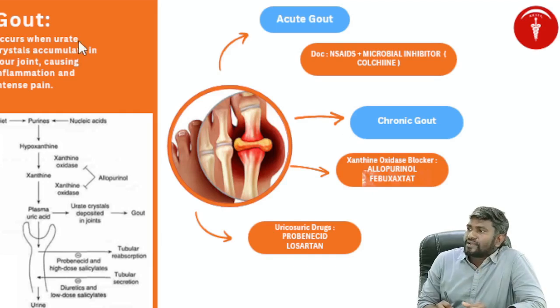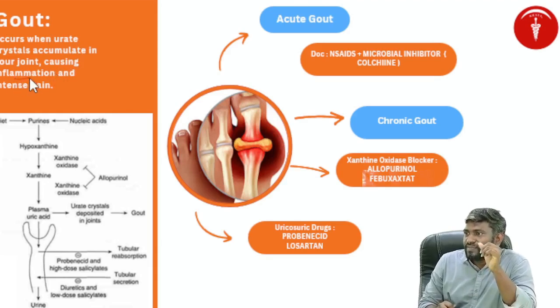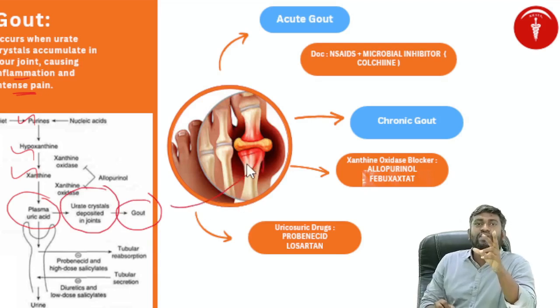Gout. Gout occurs when urate crystals get deposited in the joints. It may cause what? Inflammation and intense pain. Yes. What happens is, purines get converted to hypoxanthine and xanthine, the plasma uric acid accumulates more, and therefore urate crystal deposition occurs a lot, leading to a condition called what? Gout. Gout is classified into acute gout and chronic gout.